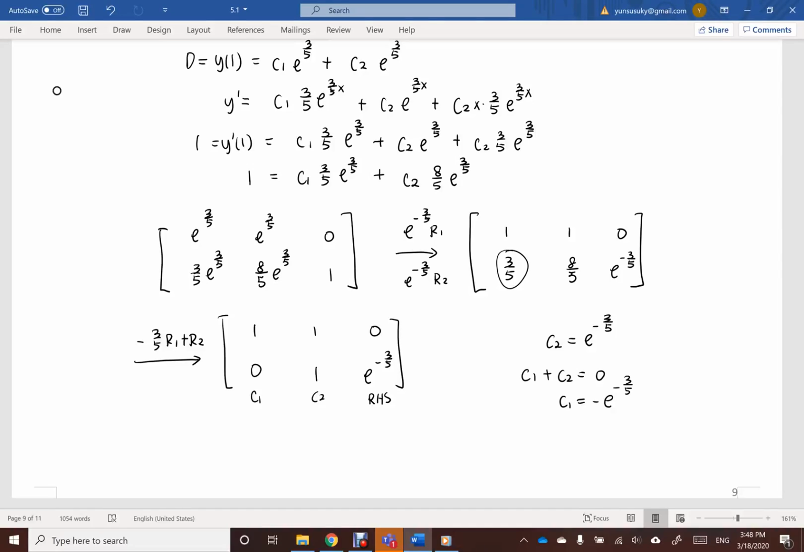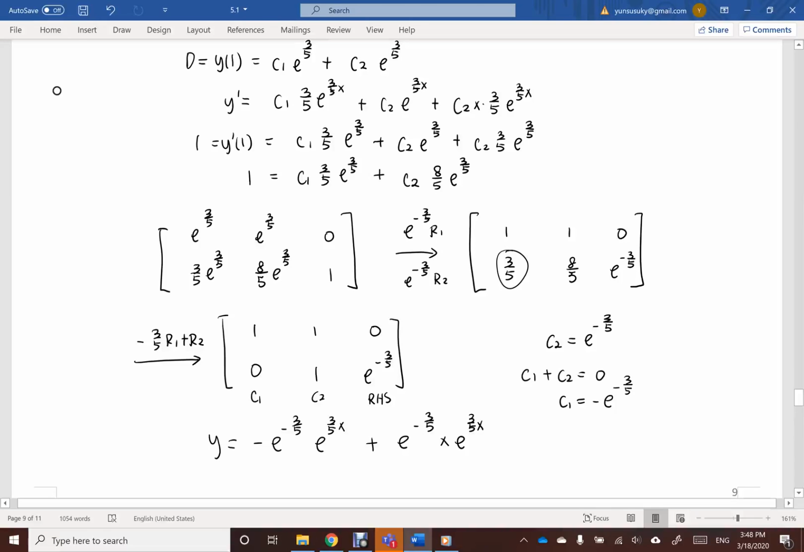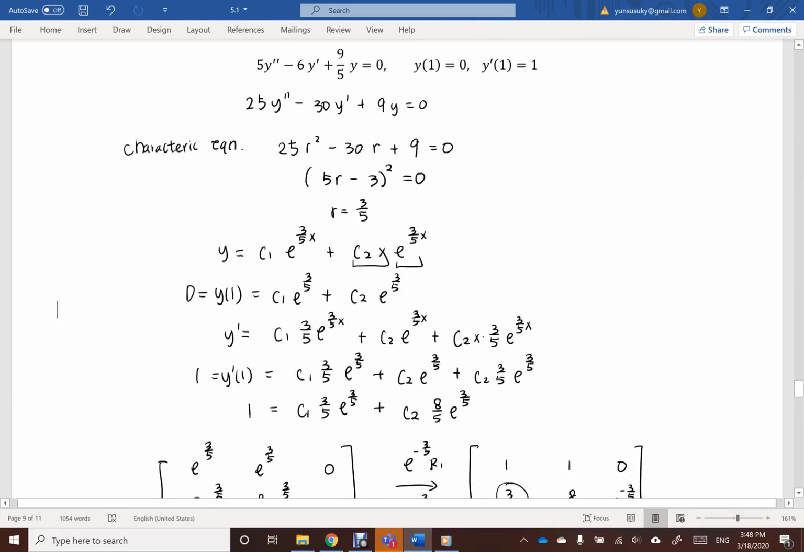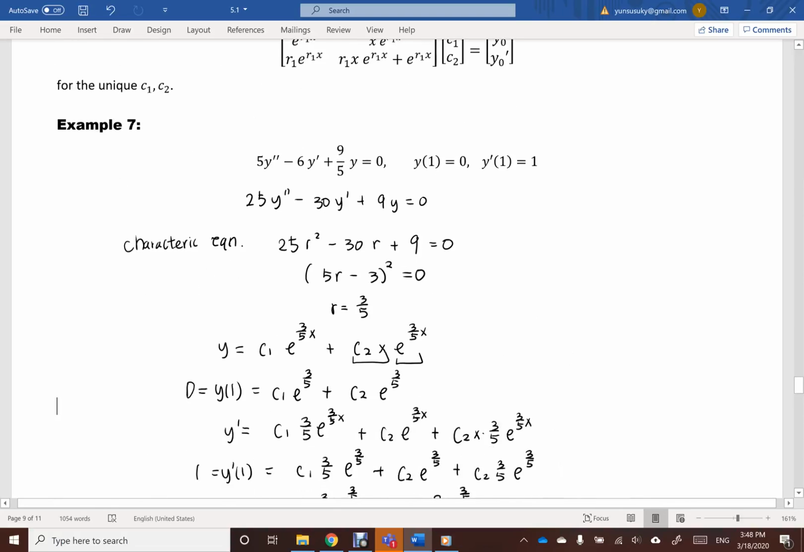Eventually, y is c1, which is negative e to the negative 3 over 5, times e to the 3 over 5 x, plus c2, which is e to the negative 3 over 5, times x times e to the 3 over 5 x. Alright, so far so good, everybody? Okay, so that is example 7.